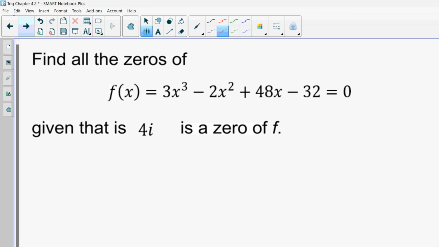Find all the zeros of this here, given that 4i is a zero of the function f.